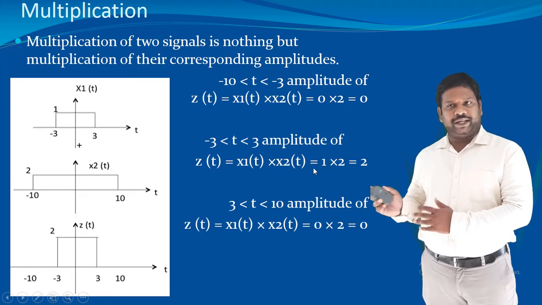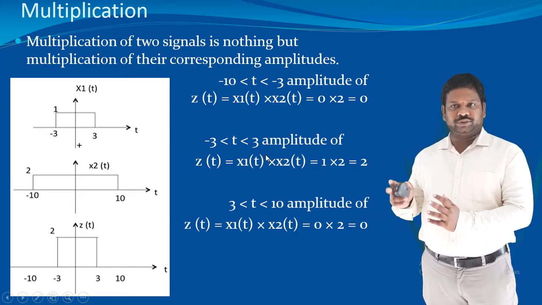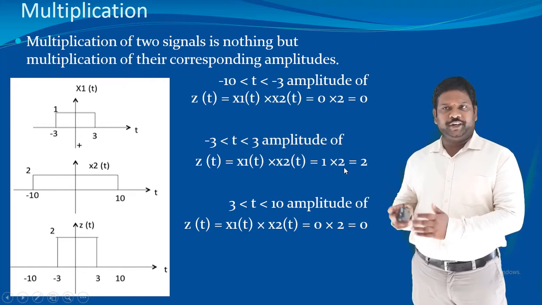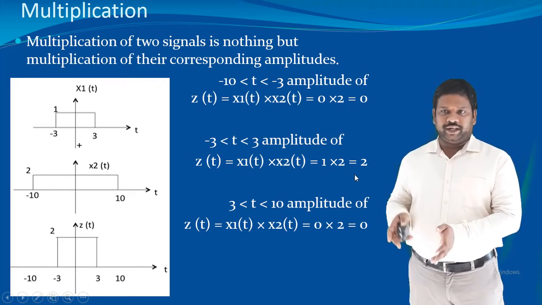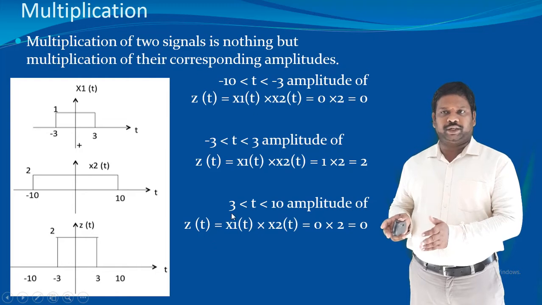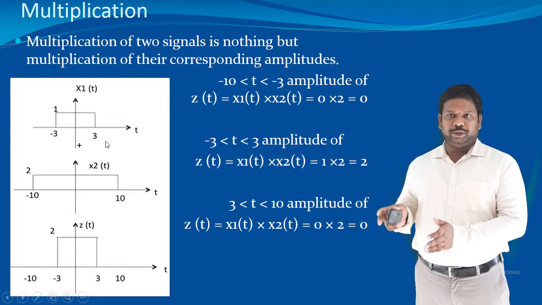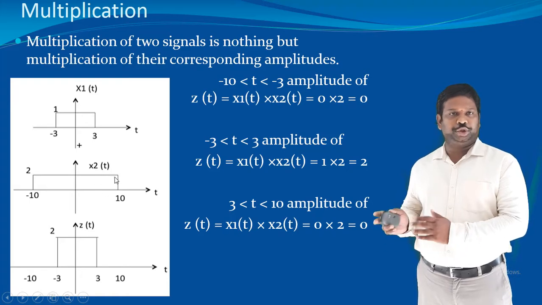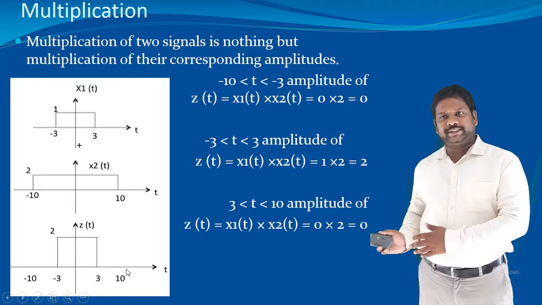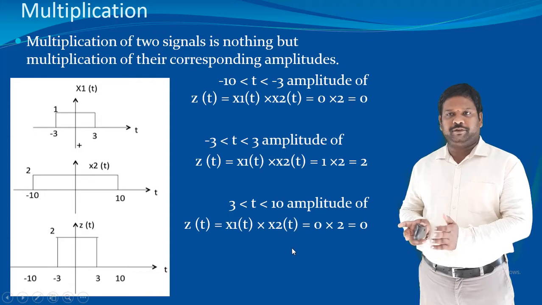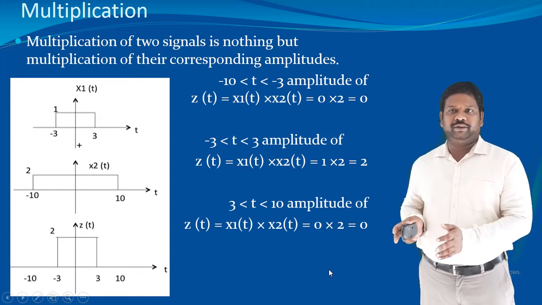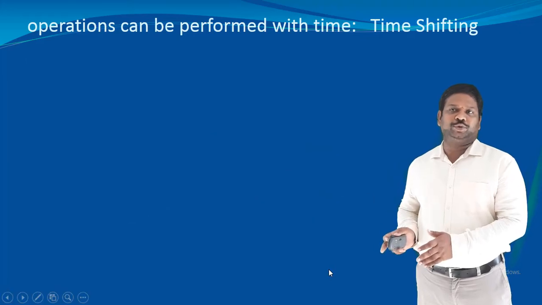From minus 3 to plus 3, the amplitudes are 1 for the first one and 2 for the second one. 1 into 2 will be 2. Similarly, in the third case, from time 3 to 10, the first amplitude is 0 and the next one is 2. Therefore, 0 into 2 will be 0. Therefore, the entire signal will only be present between minus 3 and 3 with an amplitude of 2. That is the multiplied version of x1 of t and x2 of t.